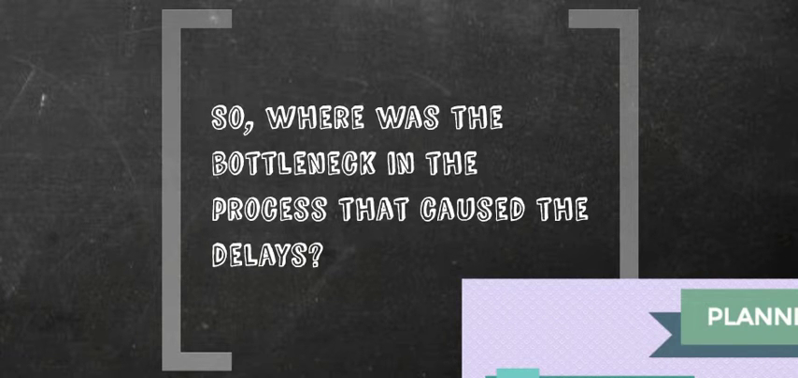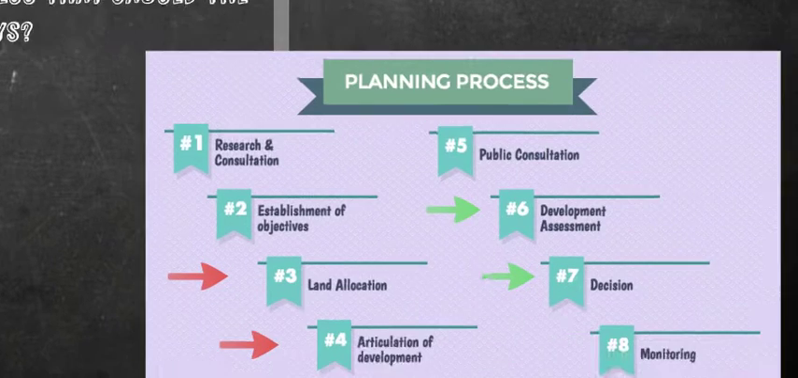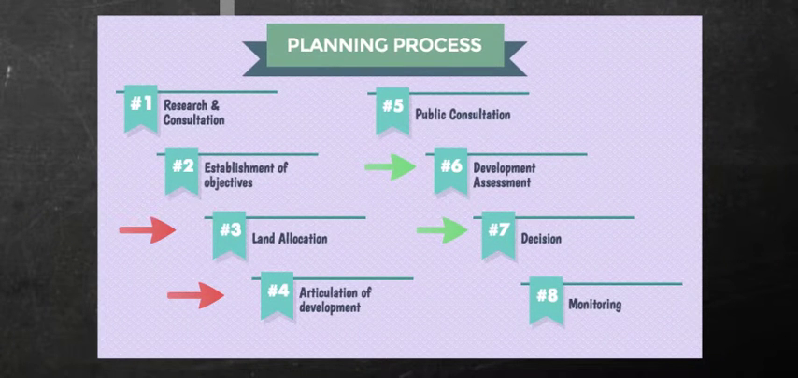So, where was the bottleneck in the process that caused the delays? Much of the process was done well, from research to establishing clear objectives and engaging the public in both the development of controls for the site as well as providing feedback on the master plan itself. The major bottleneck came in steps 3 and 4 of the process, namely land allocation and the articulation of the development. These 2 steps related directly to the finalisation of the local environment plan and the development control plan, which would ultimately provide the framework for the master plan.